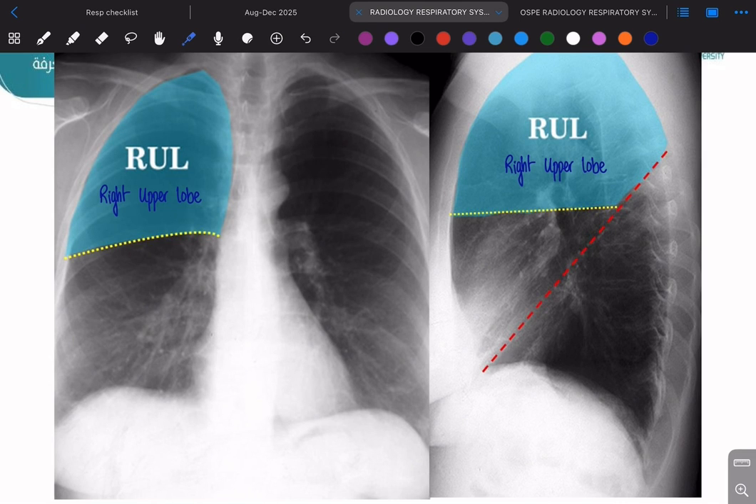So first of all, how are we going to know the right and left side? If we see in this view, the PA view, once we see the heart, that means this is the left side. Okay? So once we see the heart here, that means this is the left side, and here this is the right side. So now we know right and left.